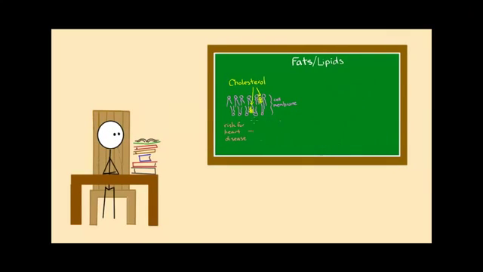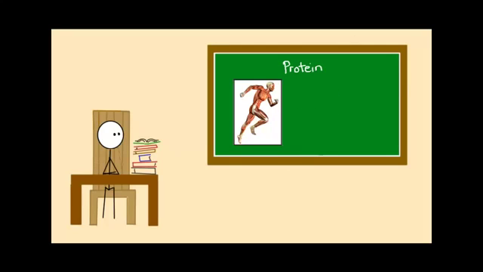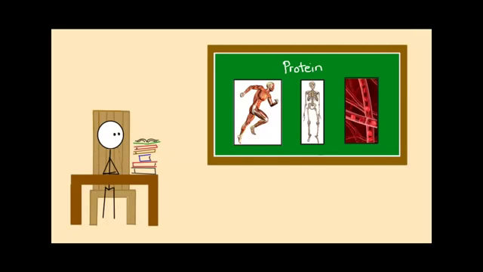Let's move on to the third major nutrient, protein. You may have heard that proteins are the building blocks of life. They make up your muscles and bones, allow red blood cells to transport oxygen throughout your body, help digest food, fight off diseases, and perform all sorts of important functions.